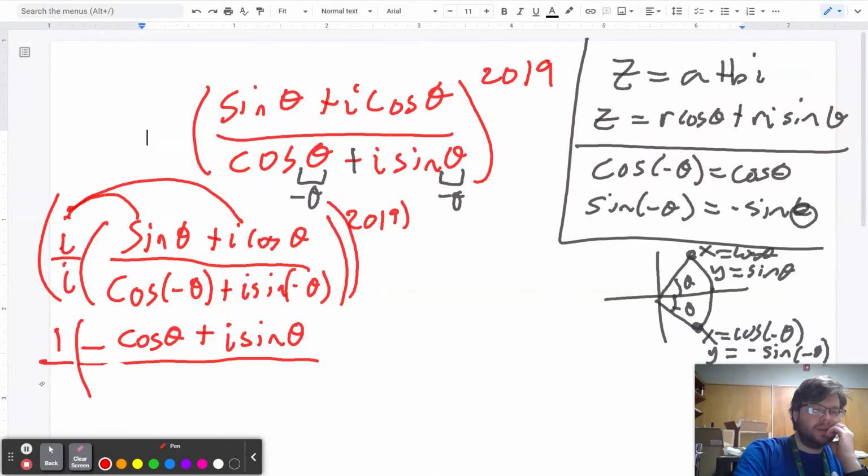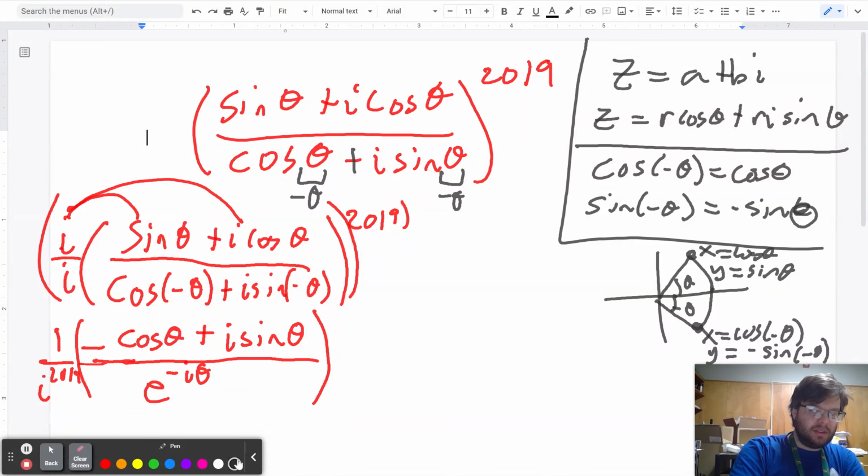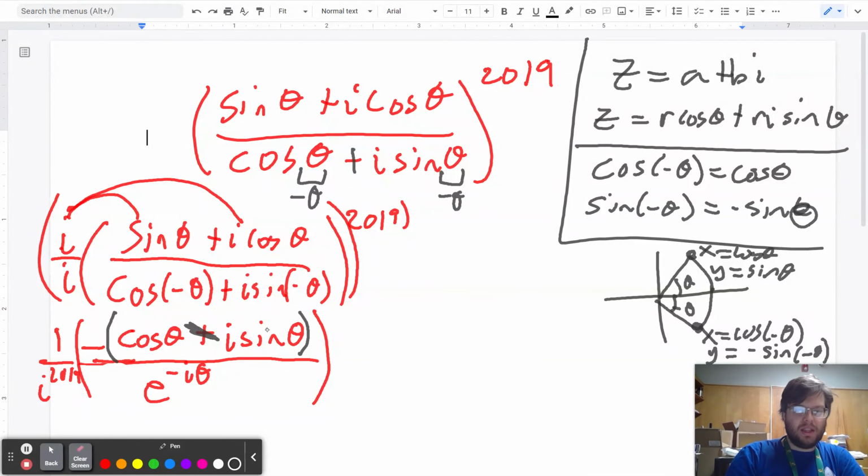So I've got 1 over i to the 2019. And then on the bottom, I've got the cosine there, and the i sine I can just write as e to the negative i theta. All right, now how can I make the top work out? Well, if I factor out a negative here, then I can have a negative there and make this a negative here. And then I've got basically the same thing that we had at the very beginning of the problem.